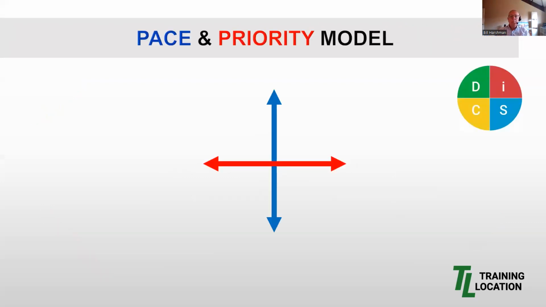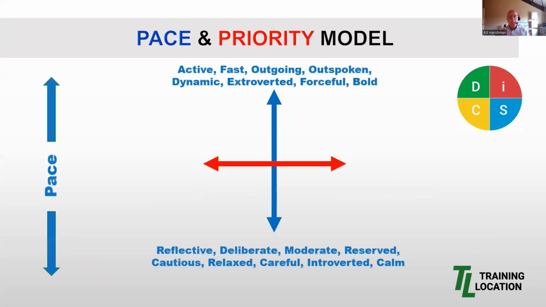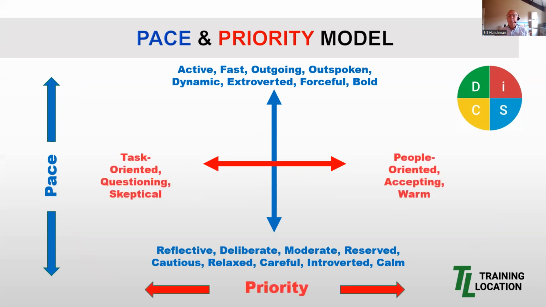Let's take a look at our pace and priority model. It's what I consider the essential tool to diagnose, discuss, and understand DiSC styles. The vertical axis represents pace, and we see those descriptors at the top and bottom of that continuum. The horizontal axis represents priority, and we see those descriptors at the left and right of the priority continuum. As we look at this simple grid, we can begin to make the unique pace and priority pairings into each quadrant as follows.